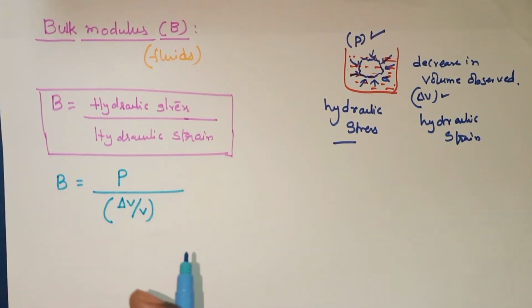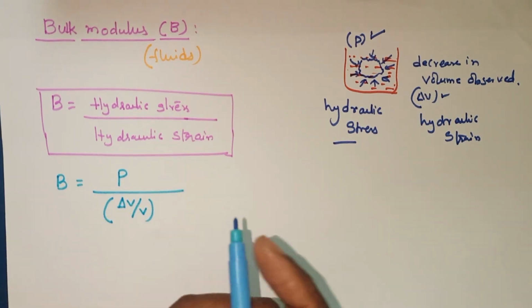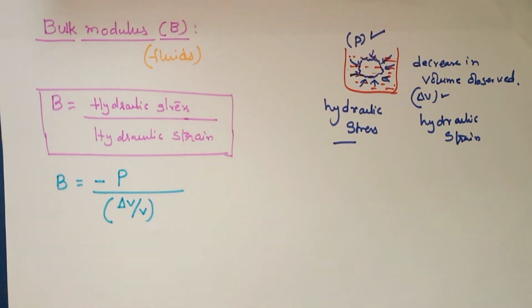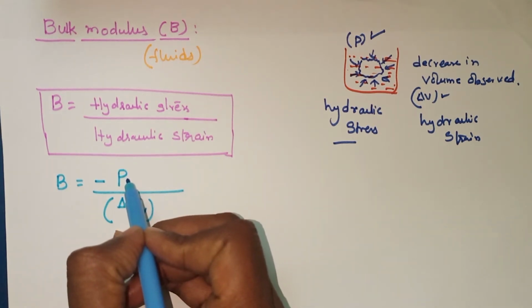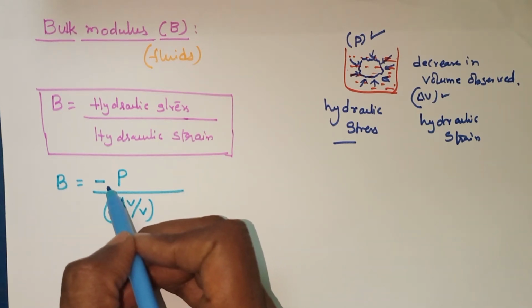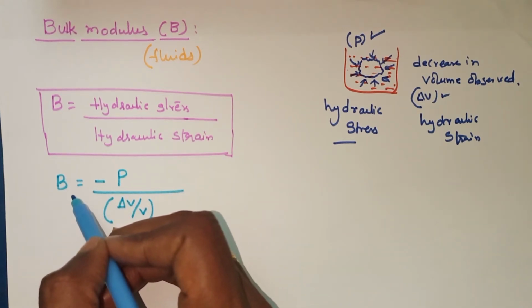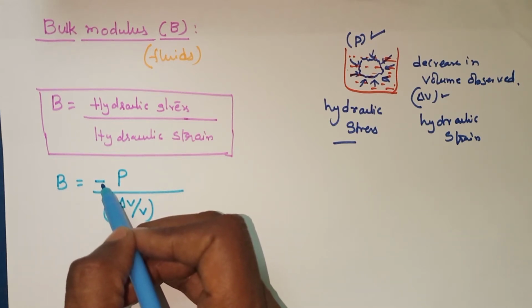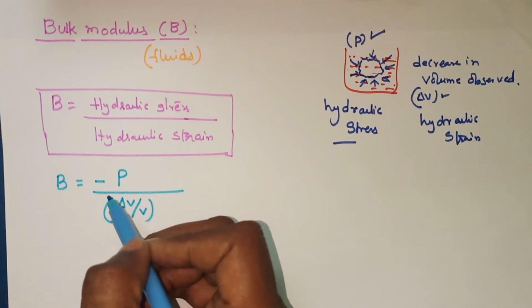Bulk modulus is never negative, it always has positive values. So we write it with a minus sign. The negative sign indicates that there is a decrease in volume. When P is positive, delta V will be negative and they cancel, so B is positive. So it is not indicating that the value is less than 0, it is indicating that a decrease in volume occurs.